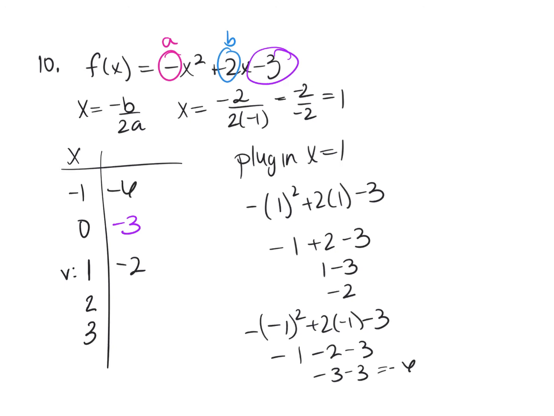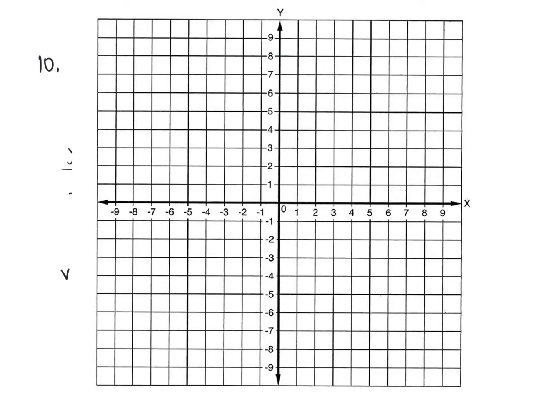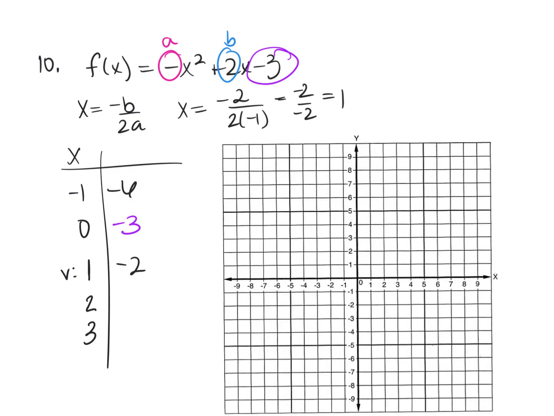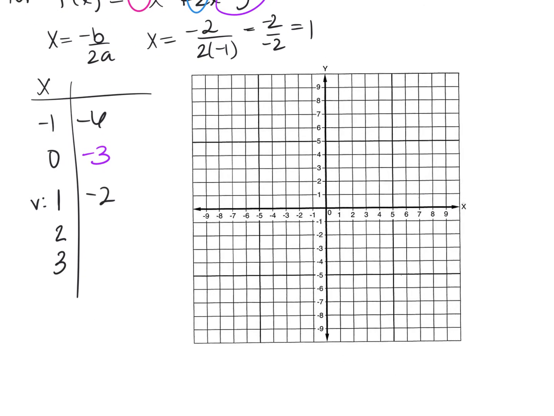Okay, so I can reflect those into the other part of the table. I can also reflect them when I put it on the graph. So that's what I want to show you. My vertex here, I'm going to put it in blue, is at 1, negative 2. Then I have the point here, 0, negative 3, that's my y-intercept. And then I have the point negative 1, negative 6.